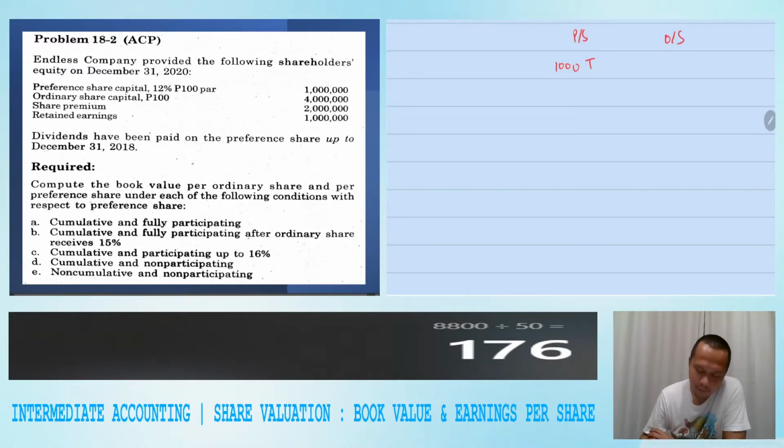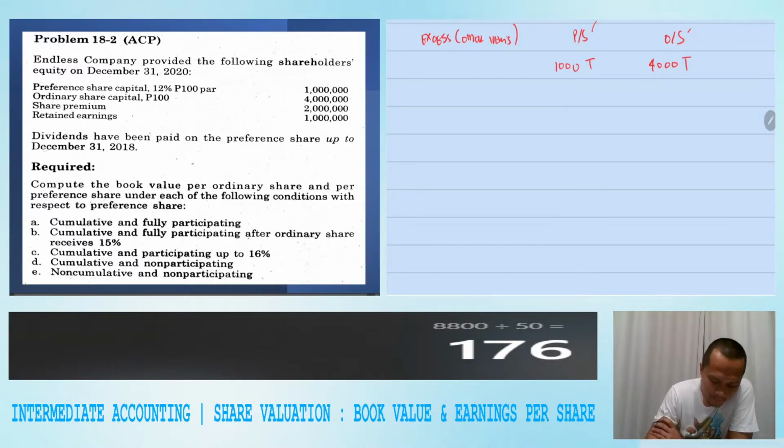Ha? And for our ordinary share, we have 4 million. Now, yung excess, di ba, yung dapat i-allocate natin to get what is the particular stockholders equity pertaining to your preference share and what is the total stockholders equity pertaining to your ordinary share. Which in this case, yung other items natin or yung tinatawag nga as the excess of the par, we have 3 million.